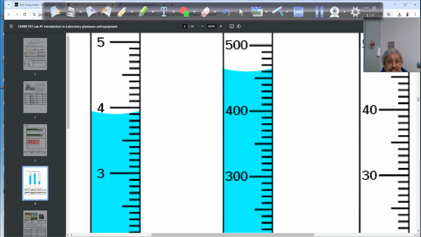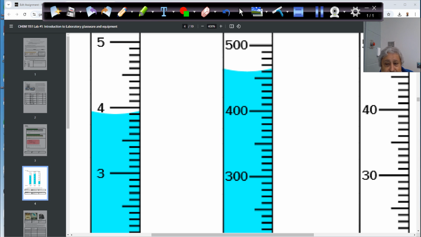The second one, how much does it read? 460. This is 400, correct? Each one is, how much is it? 10. Each one is 10. Correct? Each subdivision is 10. So 50, 60, 460.